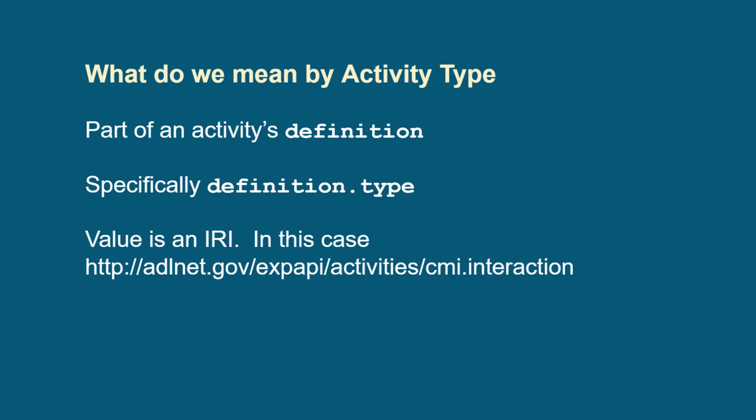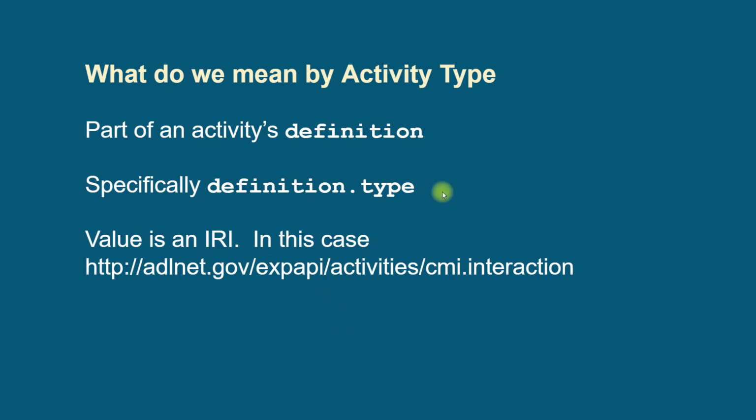So yeah, a little bit more about activity type. So you have the "I did this." The "this" part of that is the object. It is often an activity, so like a lesson or a course or an assessment or a question on an assessment. Part of that activity is the definition. That can have things like the name, description, and also something called type, which is what we have here.